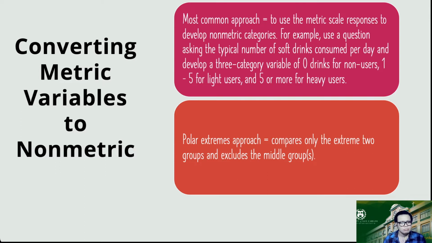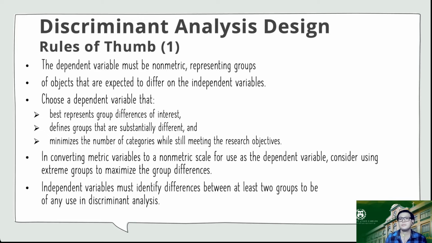And contrary to that is the polar extremes approach. This means that there's a comparison that compares only the two extreme groups and excludes the middle group. So we also have to consider some rules of thumb in here. For discriminant analysis design, the dependent variable must be non-metric, representing groups of objects that are expected to differ on the independent variables. So we have to choose carefully which is the independent and dependent variable.